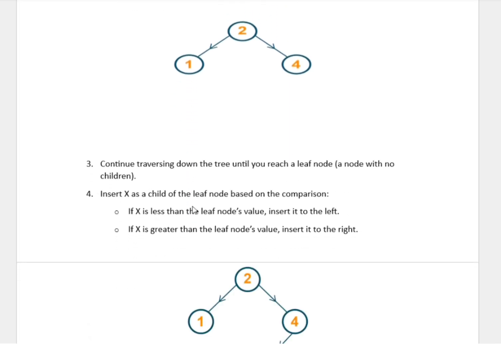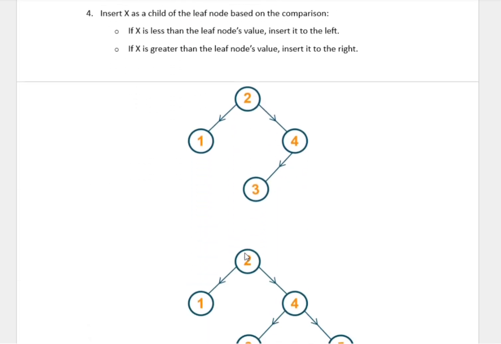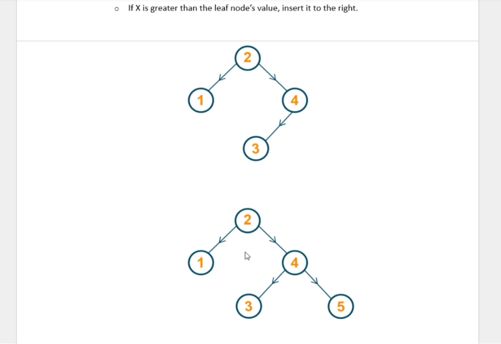We have to traverse the tree to add an element. Suppose I want to add a 5, I have to traverse from the node 2. I have to check whether 5 is greater than 2 or less than 2. It's greater than 2, so I'm going to the right part. And I have to check with the 4 also whether 5 is greater than 4 or less than 4. It's obviously greater than 4. So I'm going to the right side of the 4 and I'm adding the 5 there.